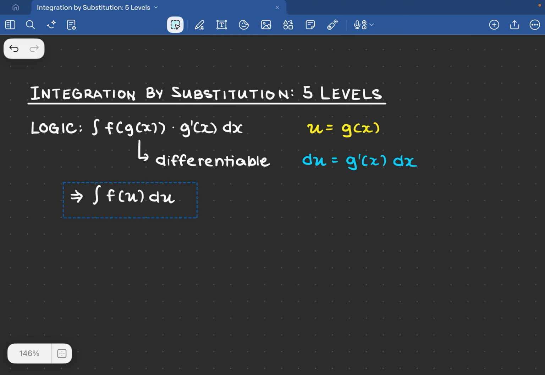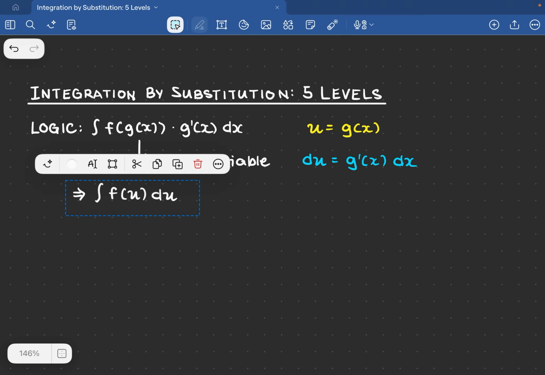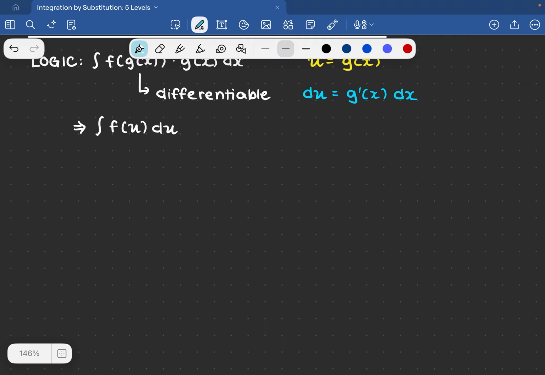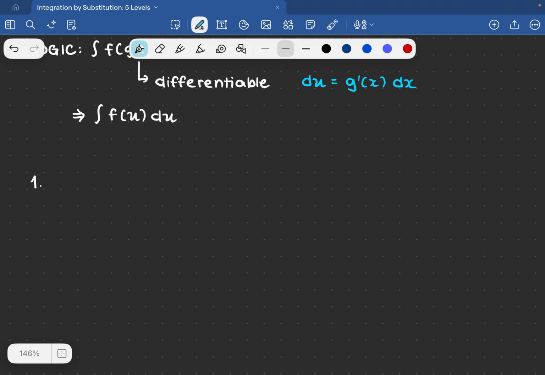Let's first move this out of the way, and start with the first one. For this first one, we have the integral of x squared times the quantity x cubed plus 1 raised to 10 dx.